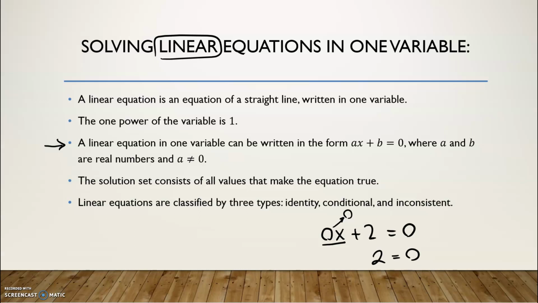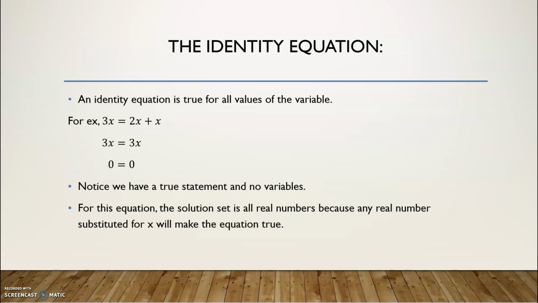Now, the solution set will be all the x values that make this equation true. And we're going to look at three types of equations. One will be identity, conditional, and inconsistent, and we'll go through each one of these. So the identity equation is true for all values of that variable. Every single number that you could think of, if you plug it into the equation, will come out to a true statement.